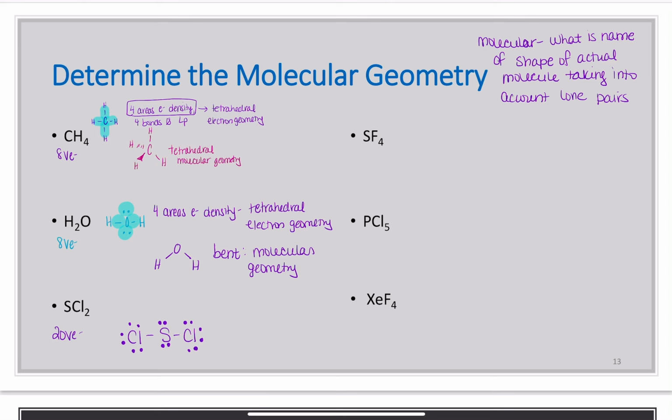Looking at this, count up your areas of electron density around the atom you're looking at. By the way, we're looking at your central atom here. So 2, 4, 6, 8 electrons. 4 areas of electron density. I need to get my brain back on VSEPR and off of Lewis structures. So 4 areas of electron density. So tetrahedral electron geometry.